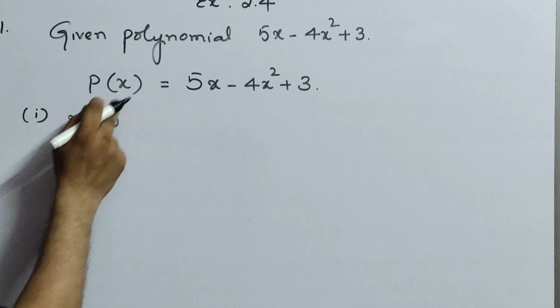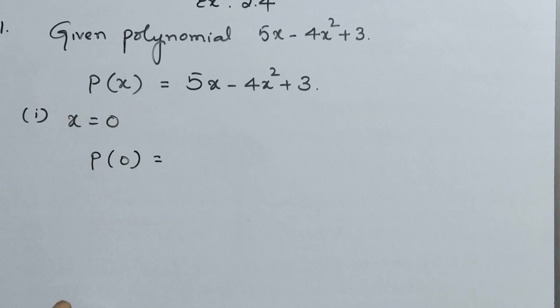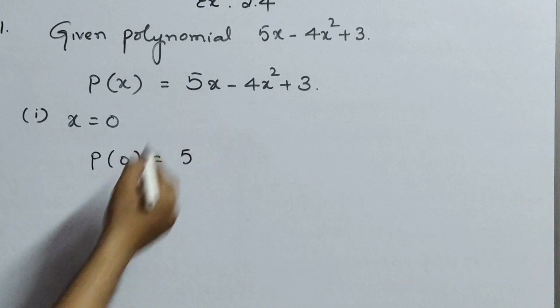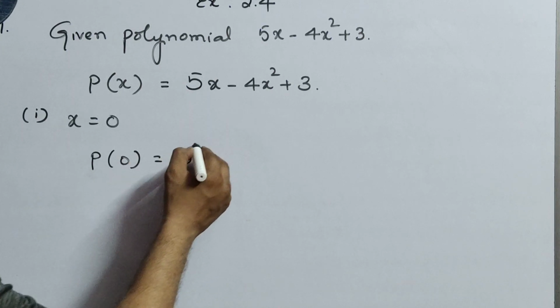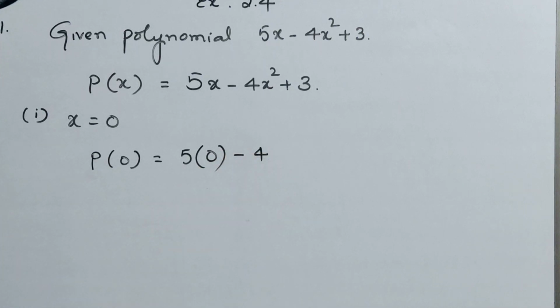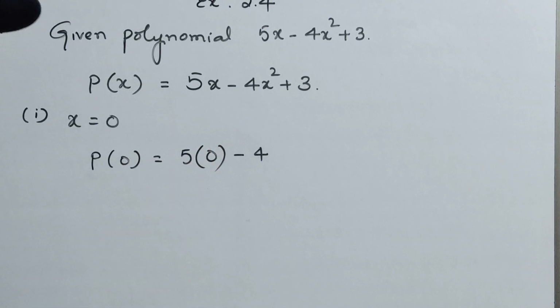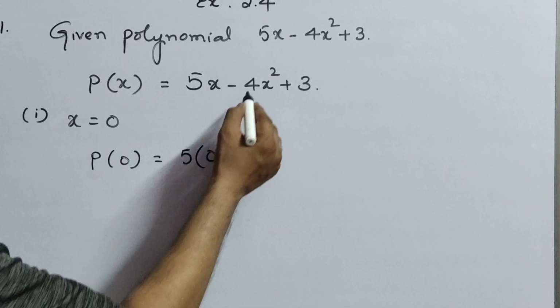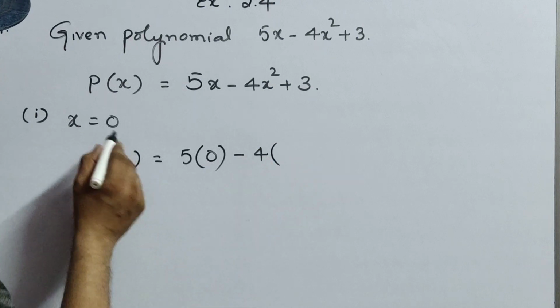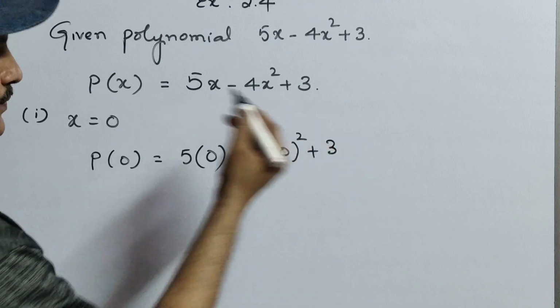Now we have to find p of 0. That means x value is 0. So p of 0 equals to 5x. What is the meaning of 5x? You know, 5 into x. So 5 bracket 0 minus 4. I am telling you children, you will feel that sums are very easy, but when you are placing the minus and plus, definitely you will do a silly mistake. So you should be very particular about that area. X square, so bracket x means 0, 0 whole square plus 3.